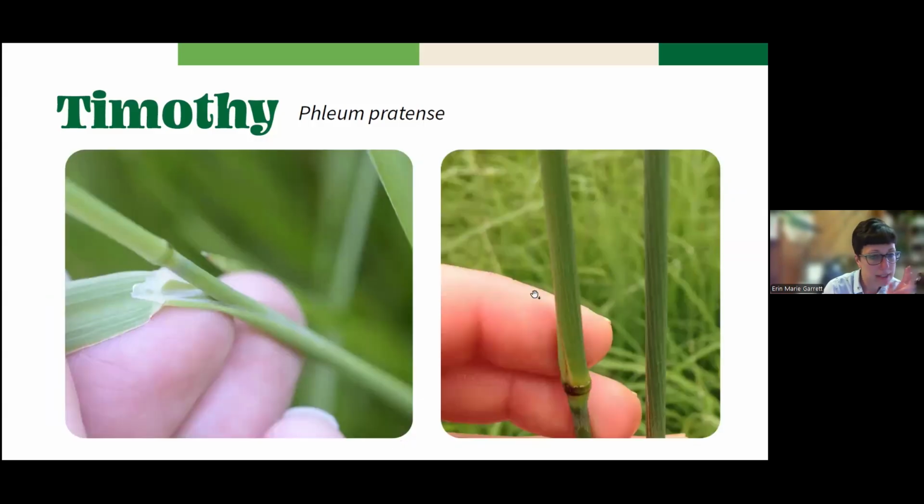I know Timothy because it's the grass that my guinea pigs love to eat. They love to eat the little seed heads, which apparently you weren't supposed to feed them because of the awns, but they loved it.